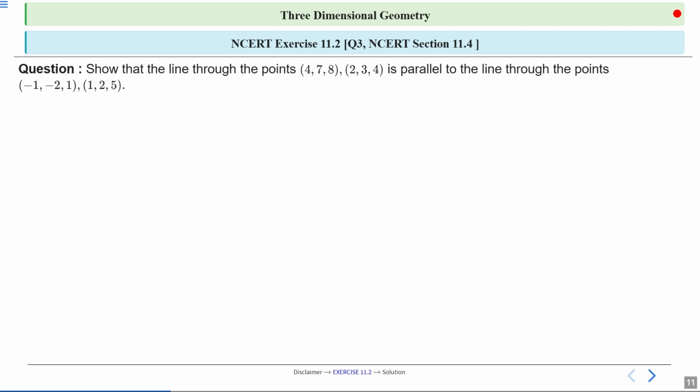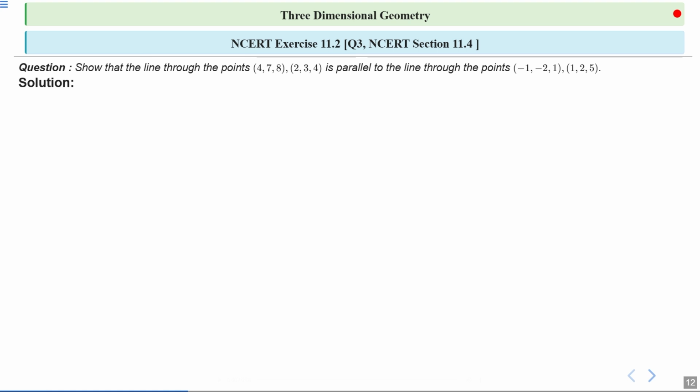Now, let's look at question number 3. In this question, we are given two lines in 3D space. The first line passes through the points (4, 7, 8) and (2, 3, 4). And the second line passes through the points (-1, -2, 1) and (1, 2, 5). We are asked to show whether these two lines are parallel to each other or not. Okay, so first of all, try it yourself and then see the solution.